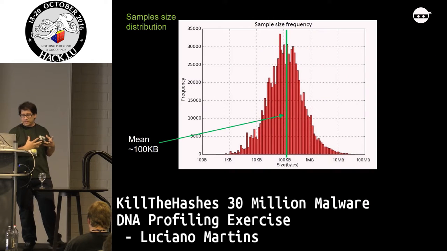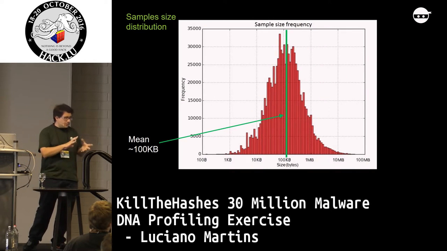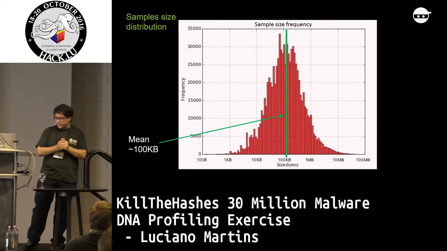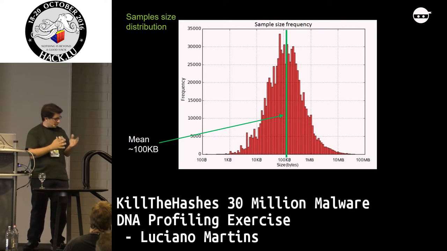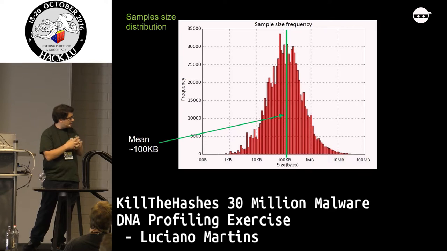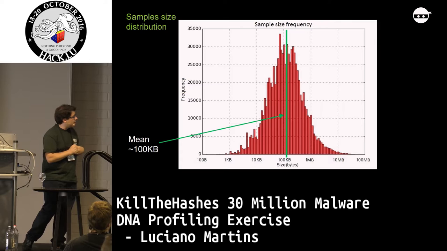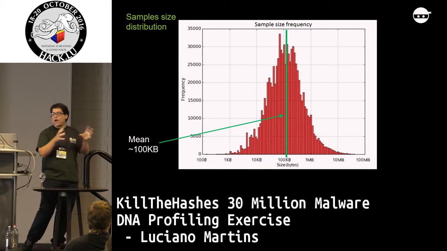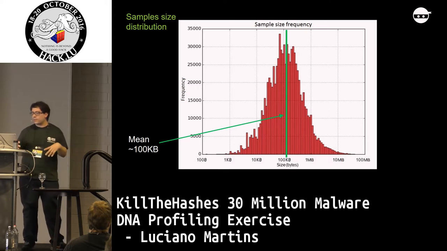And also we said we want to determine, roughly out of the entire set, what's the mean of the data in terms of size, what's the actual space of it. And it turns out to be about 100K on average for all the malware that we have.